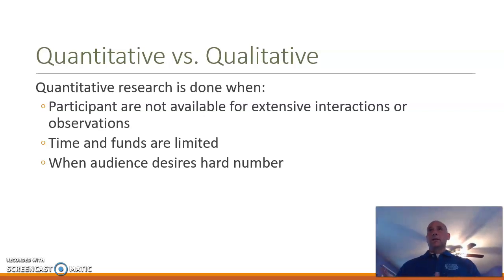Or the audience that we're going to present this information to wants hard numbers. They want to know percentages. They want to know if there's a significant difference between variable A and variable B on this one particular thing. So we're going to have to give those hard numbers. That's quantitative. We can run statistics and give those hard numbers.